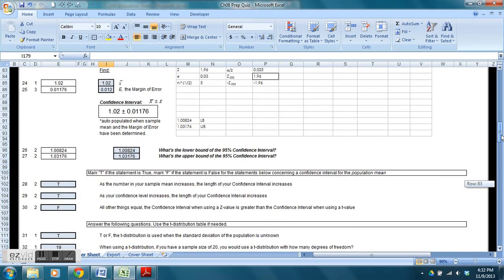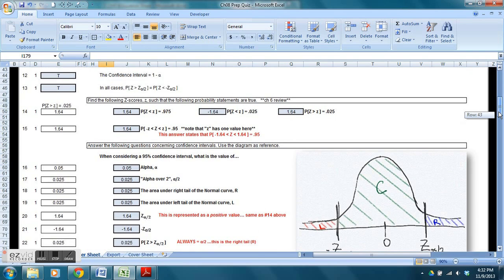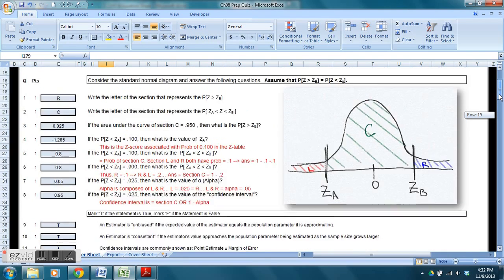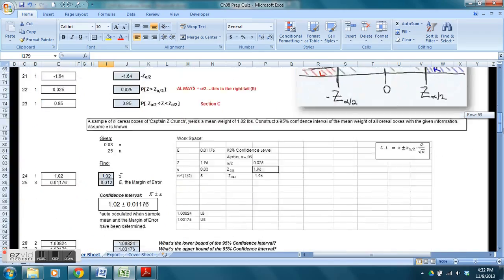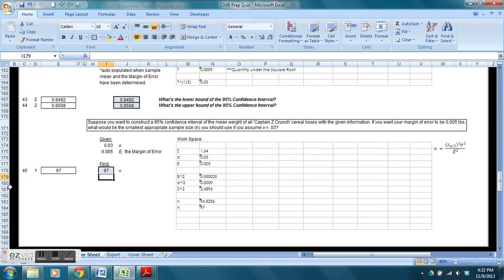I did these problems, and they're really easy. They follow each other one after the other. It took me literally about 10 minutes to do it. So even though there's 45 questions, it's really not that bad of a quiz.